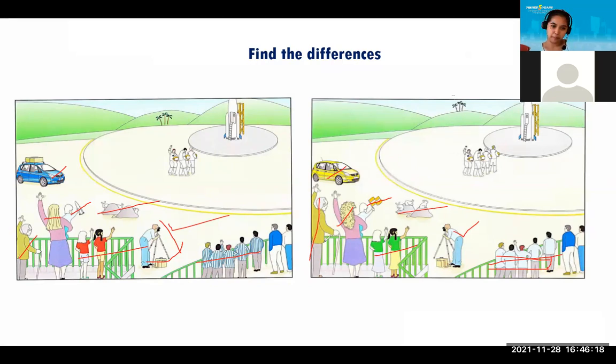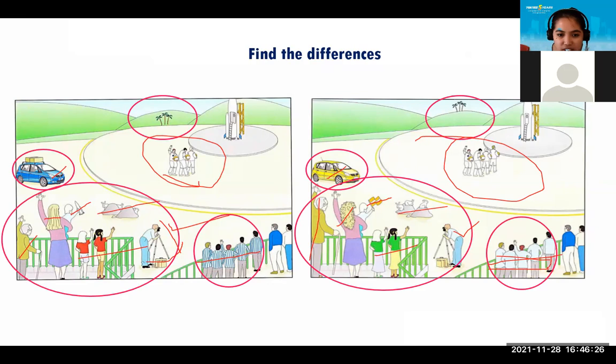More. Yeah. Oh, one more. In between one, I see three astronauts. But in between two, I see four astronauts. Okay, very good. So let's check.